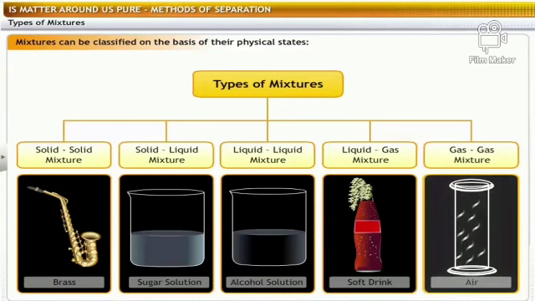As we know, there are so many types of mixture. For example, solid-solid mixture, if we talk about, the example is alloy. If we talk about solid liquid mixture, the example is sugar or salt solution. Liquid mixture, example is alcohol solution. Liquid gas mixture, example soft drinks. Gas mixture, very common example is air.